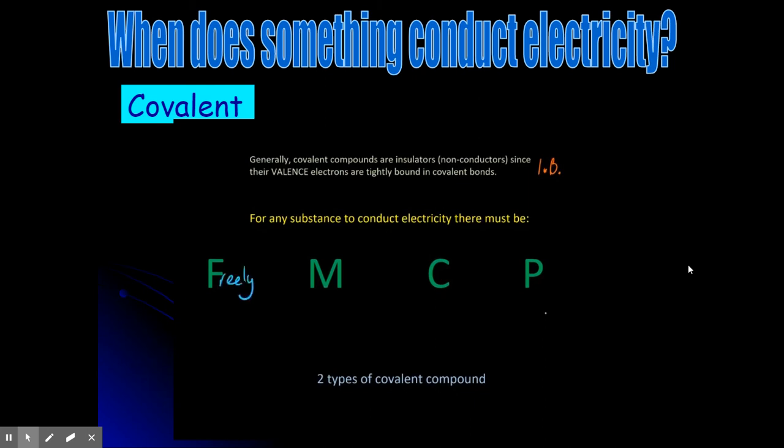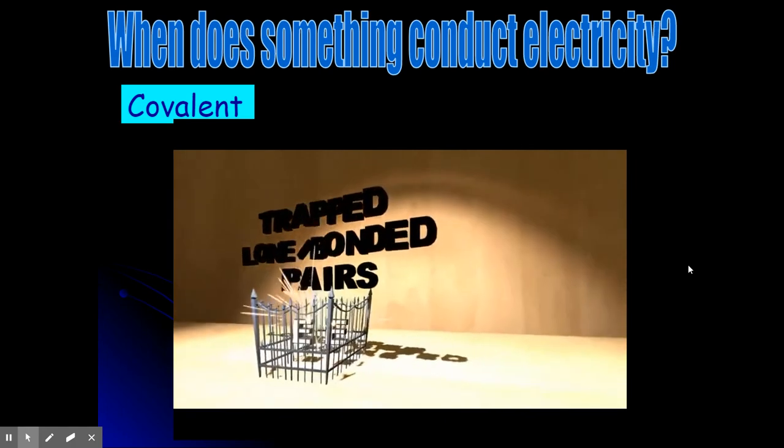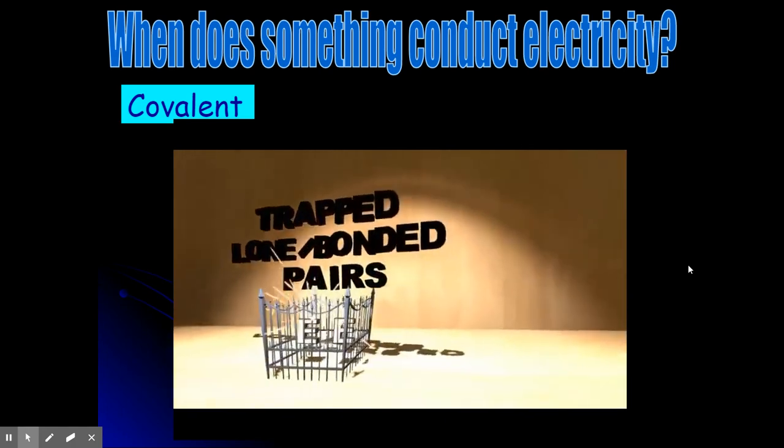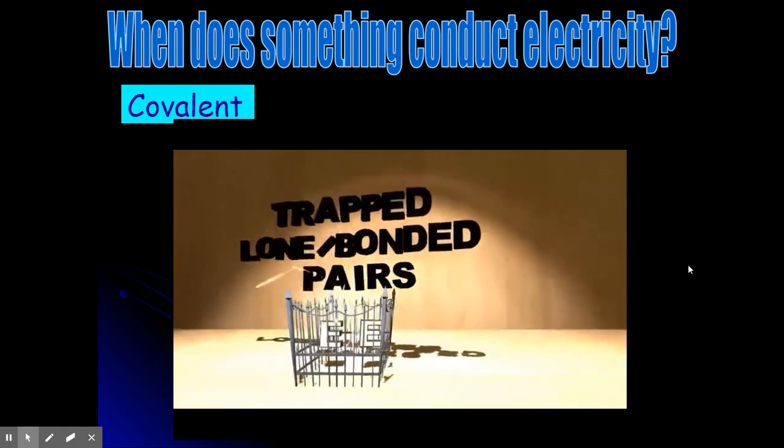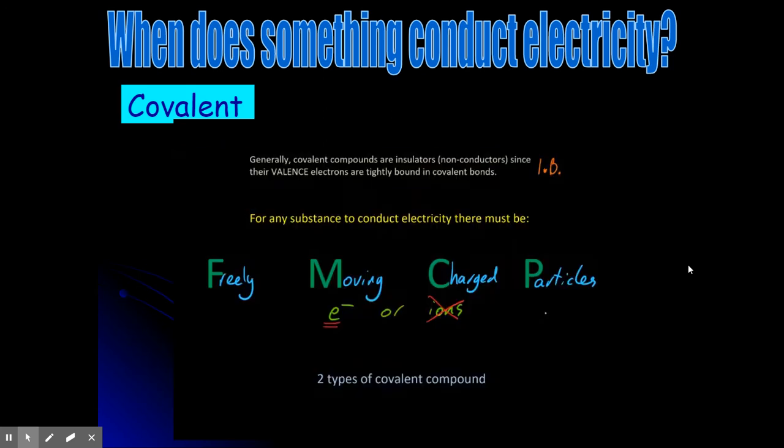So for any substance to conduct electricity, there must be freely moving charged particles. Essentially, those break down into two things: electrons that are mobile, or ions. Now, there are no ions present. This is covalent bonding, so it must be electrons. So the electrons cannot move around in a circuit because they're trapped in lone or bonded pairs.